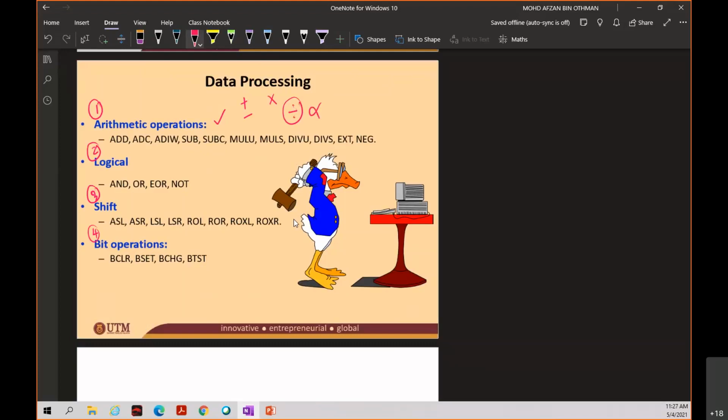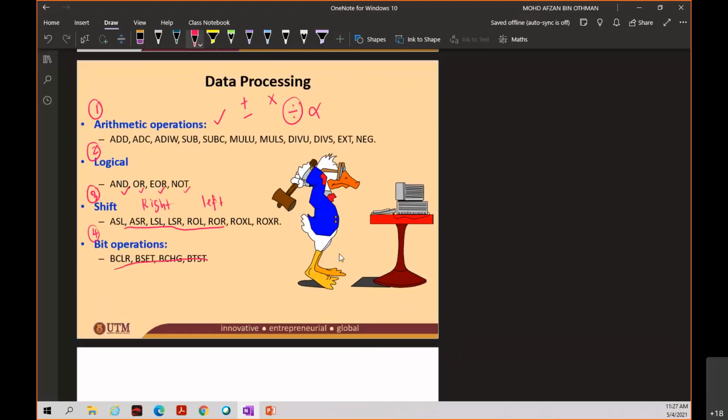While the logical involves logical AND, OR, exclusive OR, and NOT. While the shifting means that you're going to shift your data either to the left or to the right, depending on the instruction that you're going to use. And bit operation is the instruction that involves the modification of your data bits. Later we will see what instructions are involved for the bit operation.